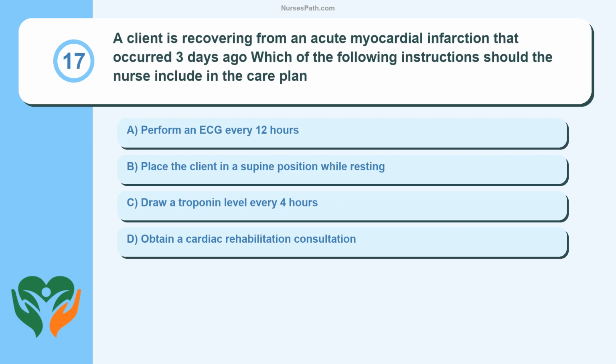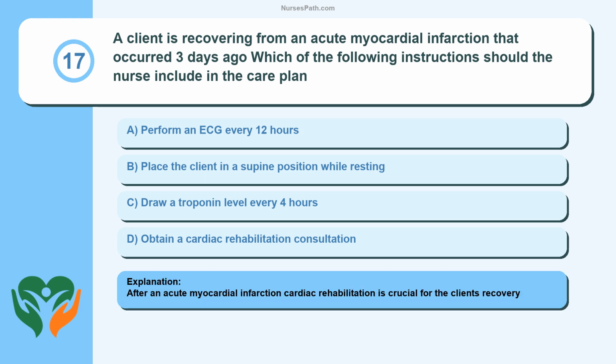Question 17. A client is recovering from an acute myocardial infarction that occurred 3 days ago. Which of the following instructions should the nurse include in the care plan? Perform an ECG every 12 hours. Place the client in a supine position while resting. Draw a troponin level every 4 hours. Obtain a cardiac rehabilitation consultation. After an acute myocardial infarction, cardiac rehabilitation is crucial for the client's recovery.